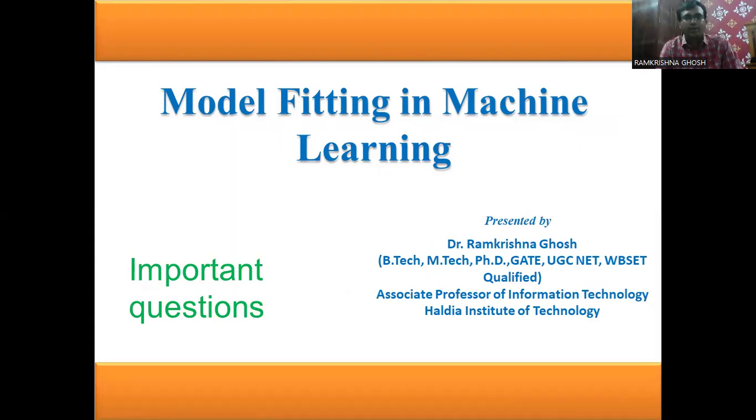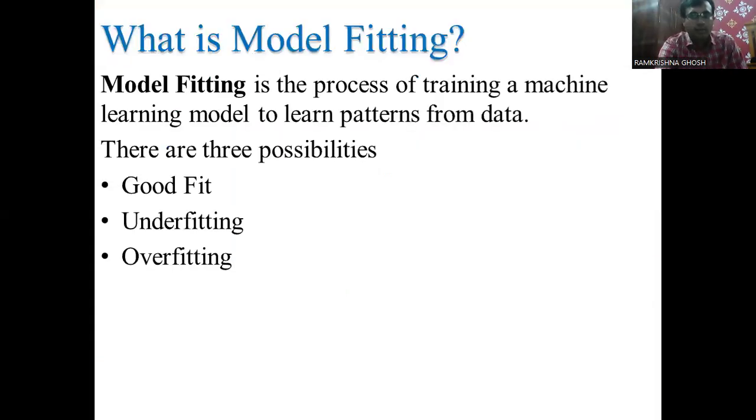Today, our discussion is model fitting in machine learning. What is model fitting? Model fitting in machine learning is the process of training a machine learning model to learn patterns from data. A good machine learning model should have low bias and low variance. There are three possibilities: good fit, underfitting, and overfitting.